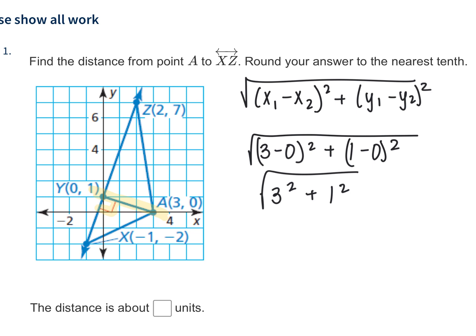Please, what is 1 squared? 1, thank you. Do not put 2. I'm going to get 9 plus 1. And can I simplify the square root of 10? No, I cannot. It's as simple as it can get. I cannot simplify this, so this would be my answer.